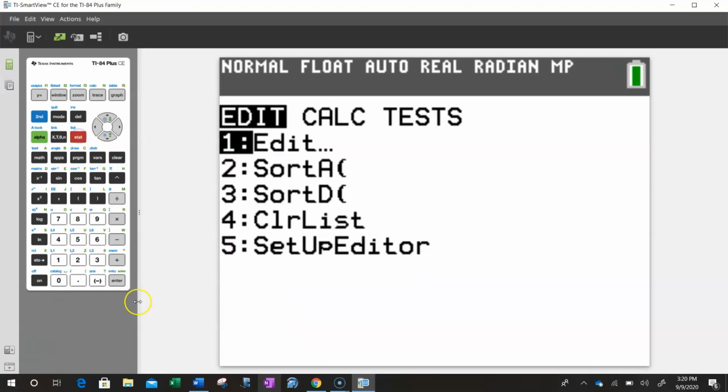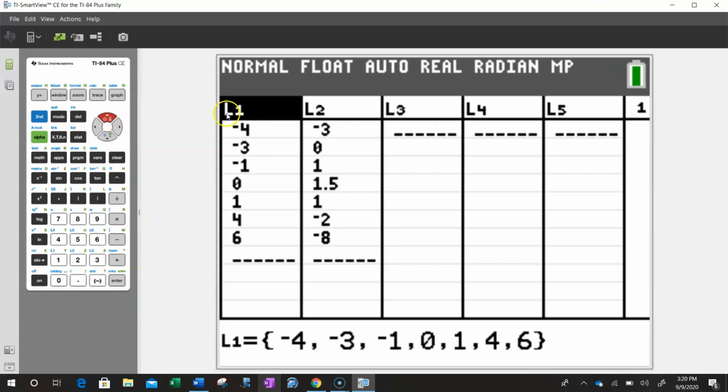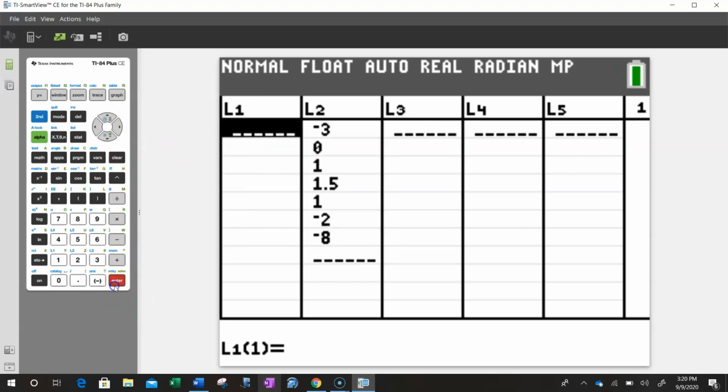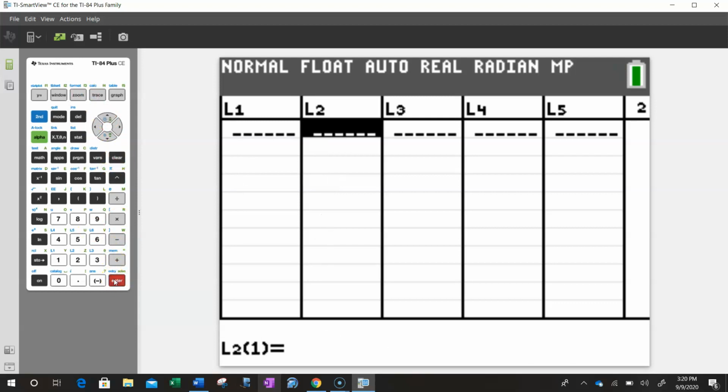And then we're going to go to stat, go into edit, and enter this data. Remember, you have to clear out your list. So to do that, highlight L1, press clear, enter. Highlight L2 at the top, press clear, enter. Do not delete those lists. Then in list 1, put your years since 2010, and in list 2, put your population.